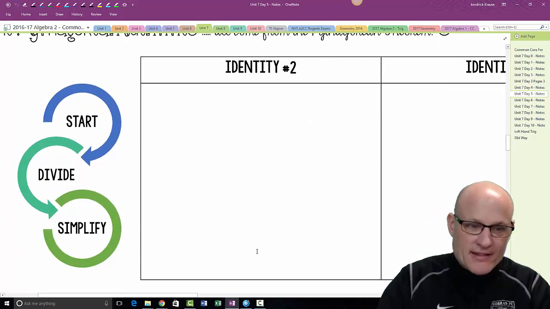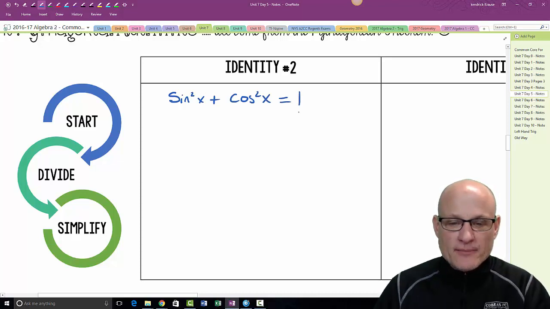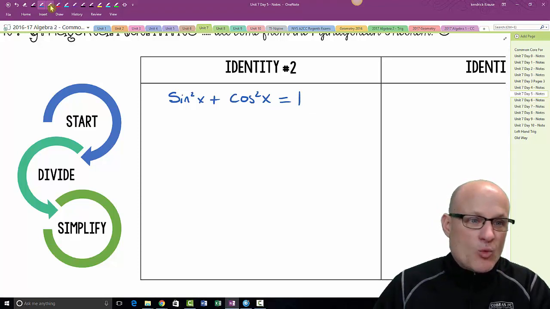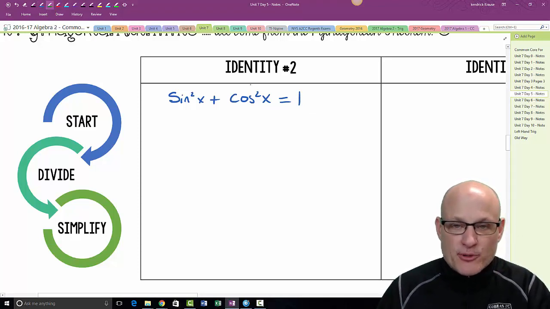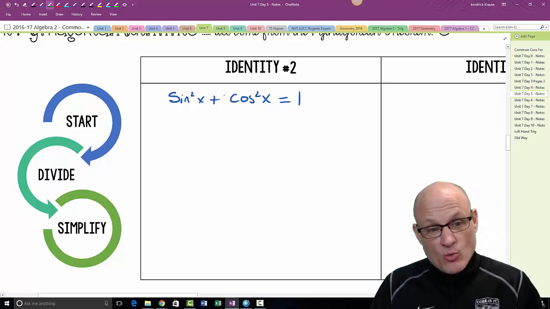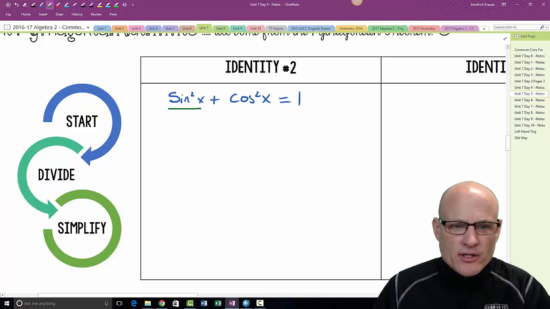So let's start with that simple idea that sine squared x plus cosine squared x equals 1. The first thing we're going to do is going to be weird, and you're not going to be expected to reproduce this, but you are going to be expected to understand this and understand what my final answer is and how this is going to be helpful. So we're going to divide both sides by sine squared of x.